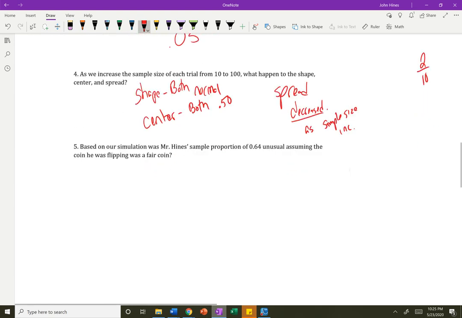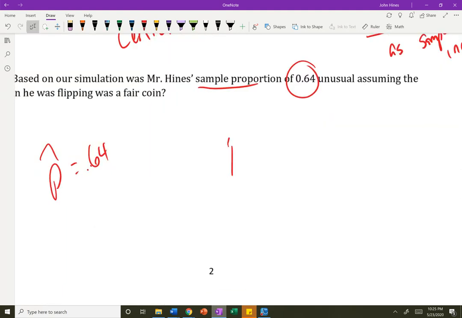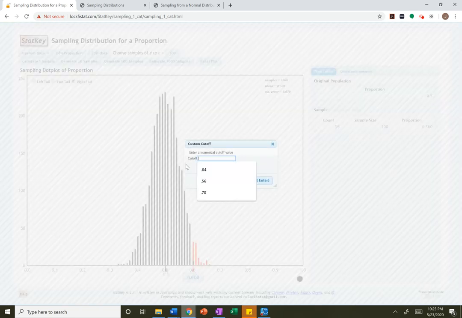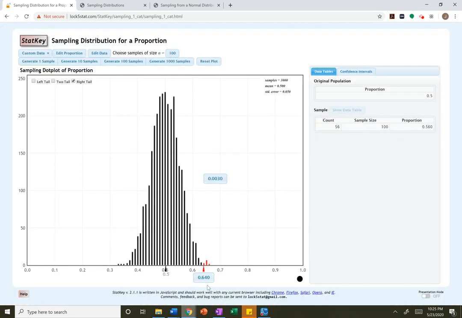So let's answer the question now. My sample proportion was 0.64. What's the chance of me getting a p hat of 0.64? What is the probability of me getting a p hat bigger than or equal to 0.64? So let's use technology here to figure this out for us. I'm going to have this little applet here. Again, you don't need to know how to use this. What's the probability I got 0.64 or higher?